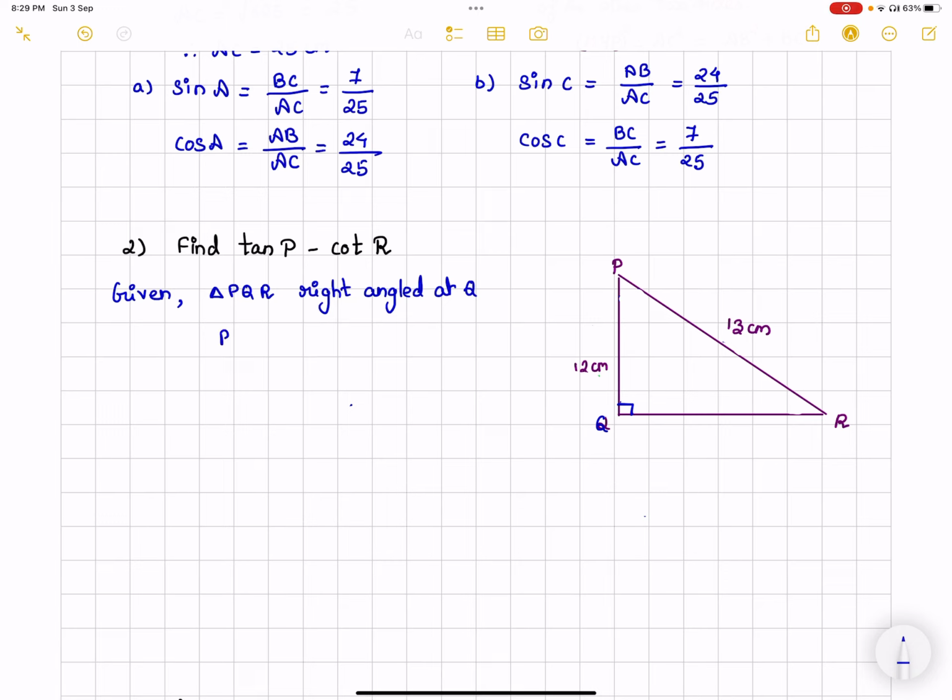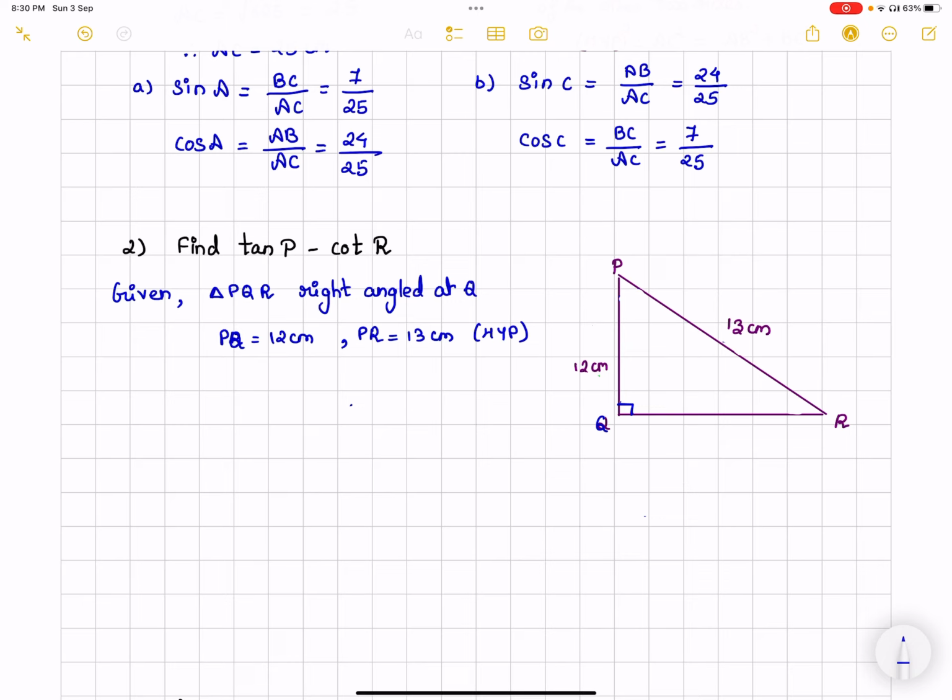And then they gave me the side PR is equal to 12 centimeter. And they gave me even the hypotenuse side, which is PR. I'm sorry, PQ is given to be 12 centimeter. PR is given to be 13 centimeter, which is the hypotenuse. Let me write within the bracket.